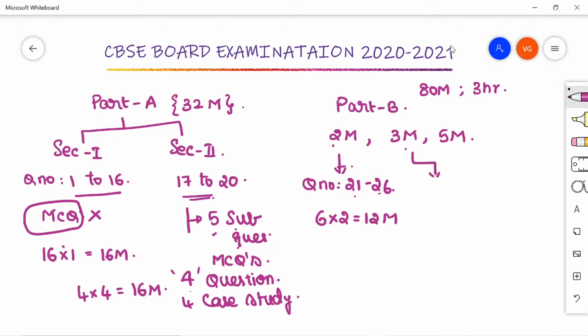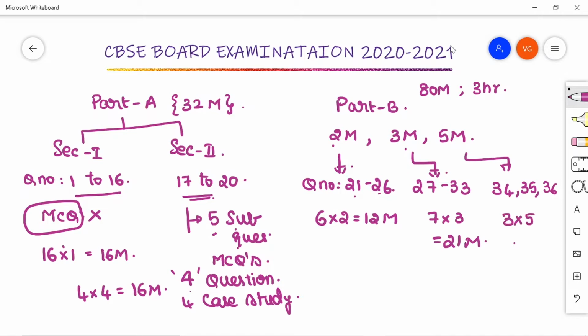Then 3 mark questions, question number 27 to 33, totally 7 questions. 7 threes are 21 marks here. Coming to 5 mark questions, you will have 3 questions, that is question number 34, 35, 36. So 3 into 5 mark, totally 15 marks for the long answer questions.